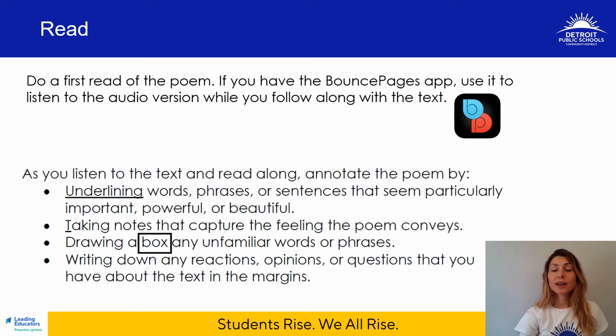Now it's your turn. I'd like you to launch into a first read of the poem. As you read, annotate the text using the guidance here and on your lesson plan. We're going a little bit deeper here in our first reads because, in fact, this is a poem. So you're still underlining words or phrases or sentences that seem particularly important or that stand out to you. You're taking notes about the feelings that the poem captures and conveys, drawing a box around unfamiliar words, and writing down any reactions or questions you have in the margins.